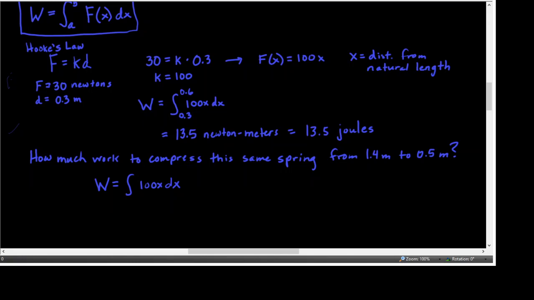So if we're at 1.4, how far are we away from the natural length of 1.5? Well, we're only 0.1 away. So 0.1 is where we're going to start at 1.4, which is 0.1 away from 1.5. And then we're going to compress it until we're at 0.5. And how far is 0.5 from the natural length of 1.5? Well, that's 1 away. And so those are the bounds of this integral.